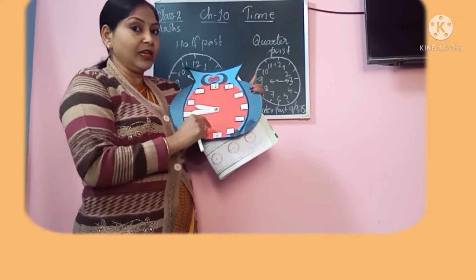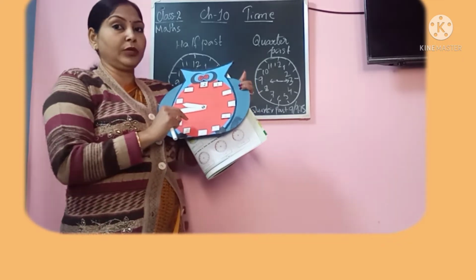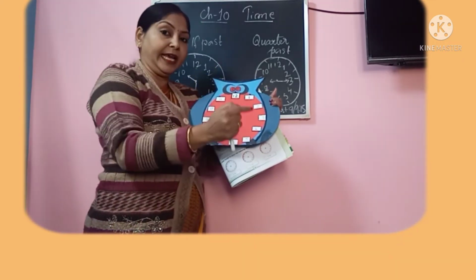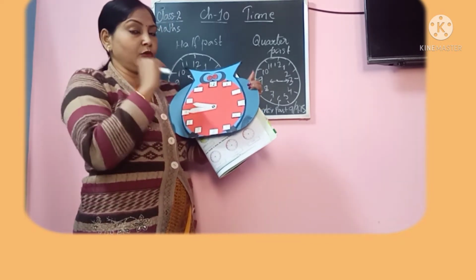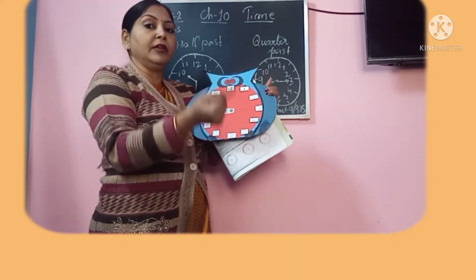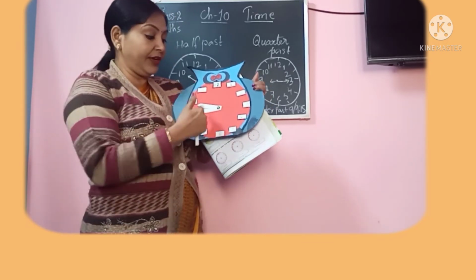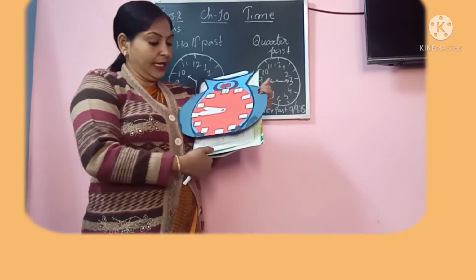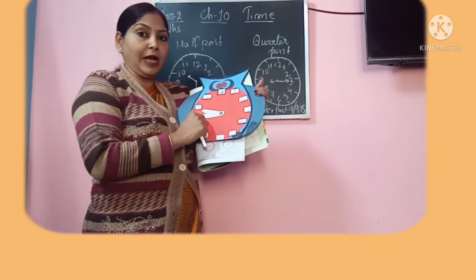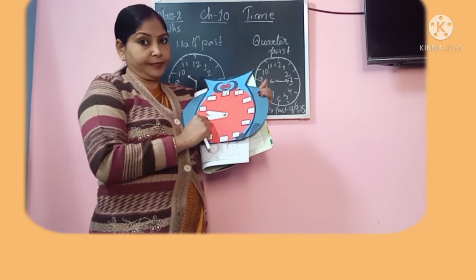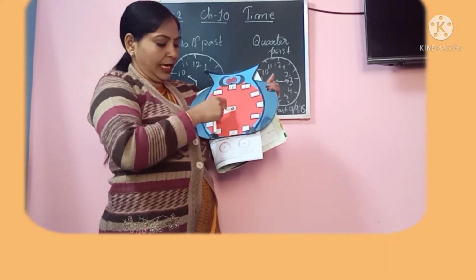What is the meaning of quarter to 9? Quarter to 9 means to 9, to become 9, 15 minutes are left. And quarter to 10 means to 10, 15 minutes are left. Or in other words, how can we read this time? If it is quarter to 10, we will read this also as 9:45. Suppose it is quarter to 9.